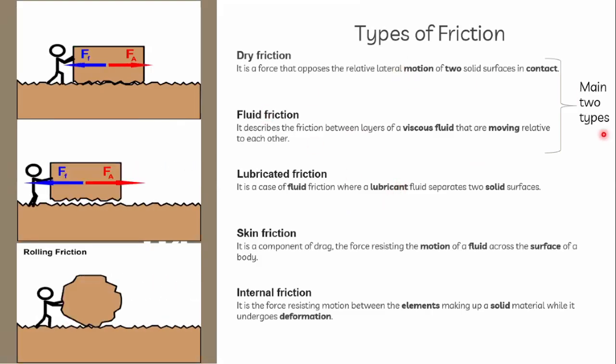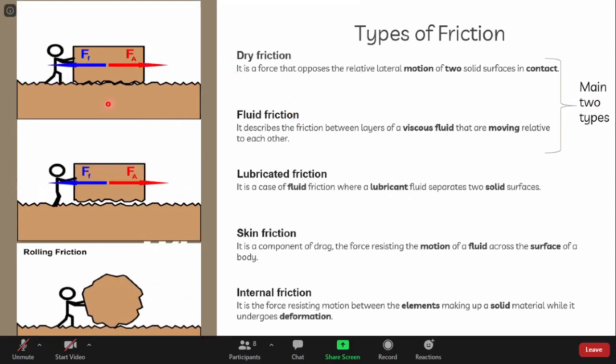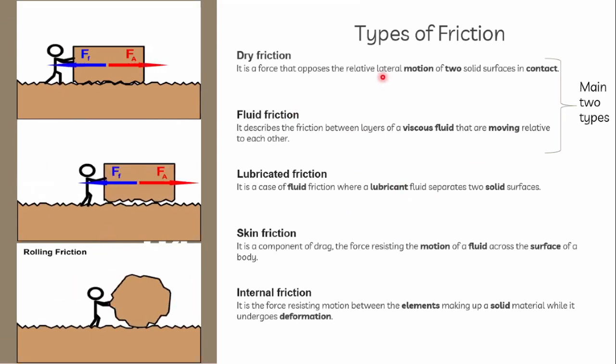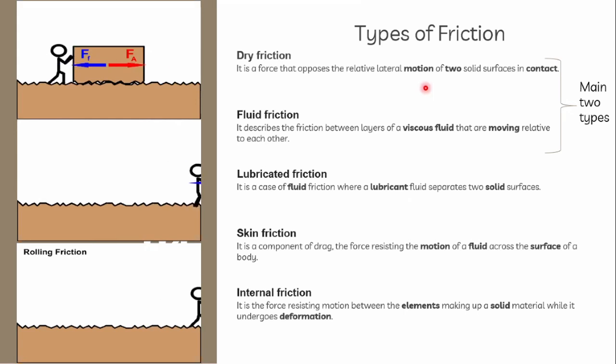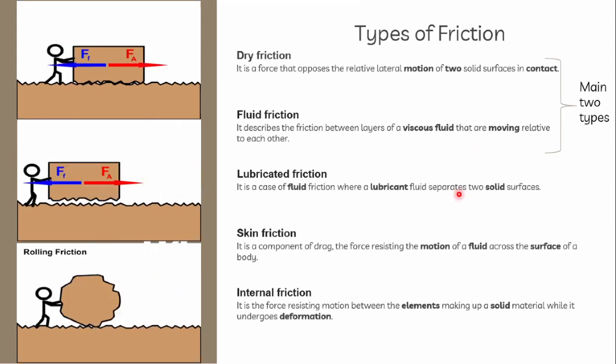There are two main types of friction: dry friction and fluid friction. Dry friction, we can see here some images. Dry friction opposes the relative lateral motion of two solid surfaces in contact.